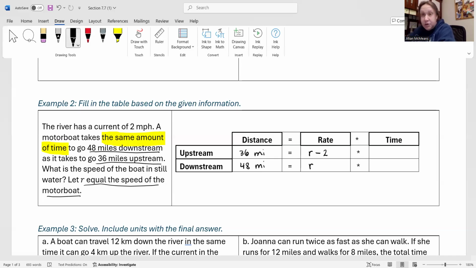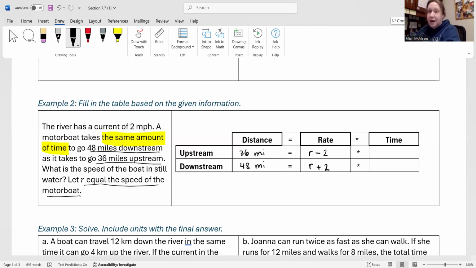Now, when we're going downstream, it's the opposite. The current is pushing us, helping us, speeding us up. So the impact the current has on the speed of the boat is to make it go faster. It increases the speed by 2 miles per hour. Now we have this expression using direct translation for the rate of the motorboat traveling upstream, R minus 2, versus downstream, R plus 2. You can see the impact of the current on the speed of the thing moving.